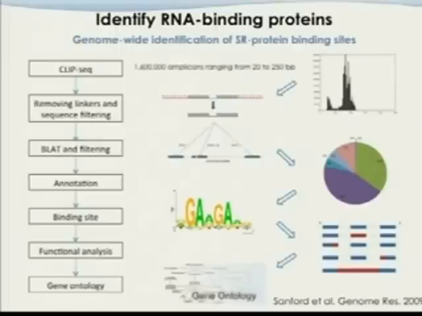Then we do the annotation, binding site discovery, functional analysis, and gene ontology. You can see that all these different analyses are components that have been well established. But our goal here is to use that information to try to understand something about this important RNA binding protein. By the way, this was the first transcriptome-wide mapping of an RNA binding protein ever available.